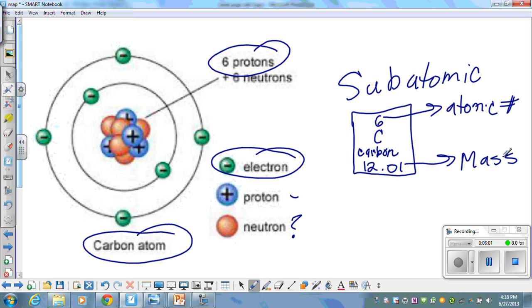In order to find the number of neutrons that carbon contains, all we have to do is subtract the atomic number from the atomic mass. So carbon's atomic mass of 12.01 minus carbon's atomic number of 6 gives you around 6.01, which we can round to 6.